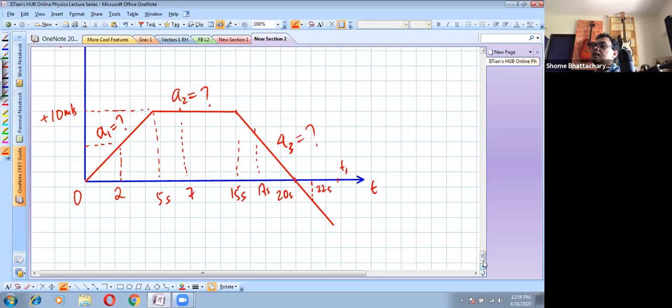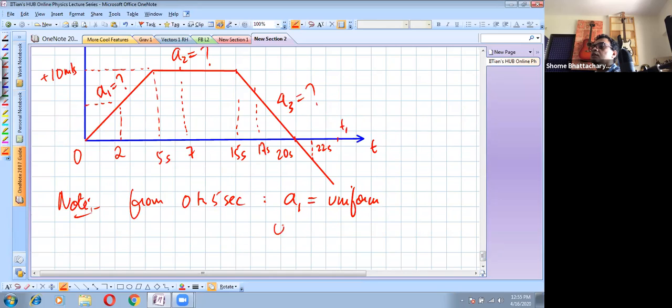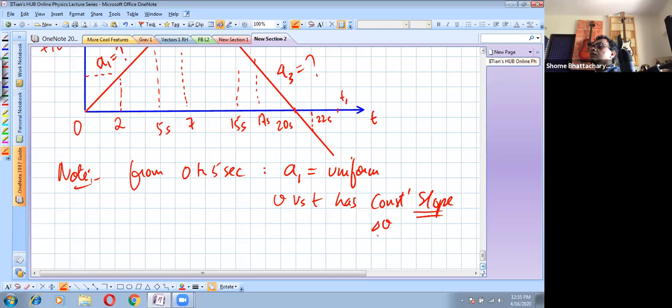Now you notice that what's happening in this graph is that, from 0 to 5 seconds, a1 is what kind of acceleration? It is uniform. How do we know it is a uniform acceleration? Because velocity versus time has a constant slope. What we mean by slope is that delta V by delta T is constant, is uniform. And that is what we mean by saying that it has a constant slope. And why is that the case? Because it is a straight line.